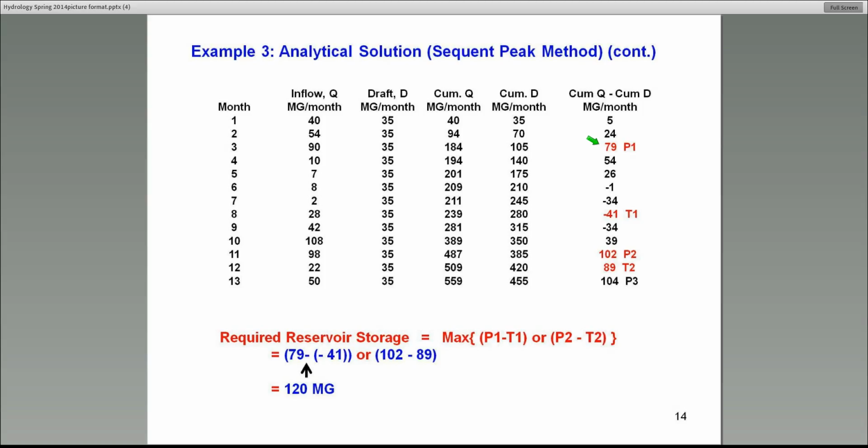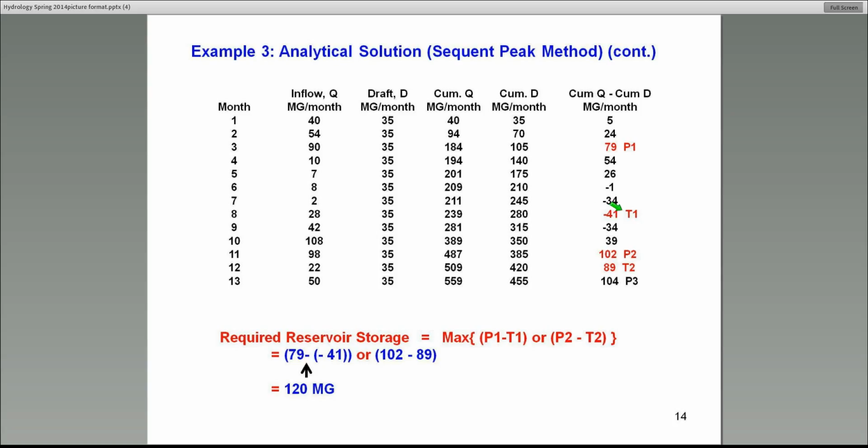But thereafter, when the inflows start decreasing, notice how the difference starts dropping. The trough will be the maximum critical deficit. Since you're taking cumulative inflow minus cumulative draft, this will come out negative. The most negative number will indicate that lowest point. That lowest point, by the way, is where you're trying to meet the demand at its maximum, where the inflows cannot meet it, and that's why you get basically a negative deficit, negative surplus.